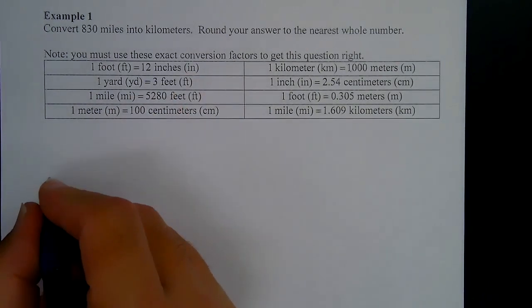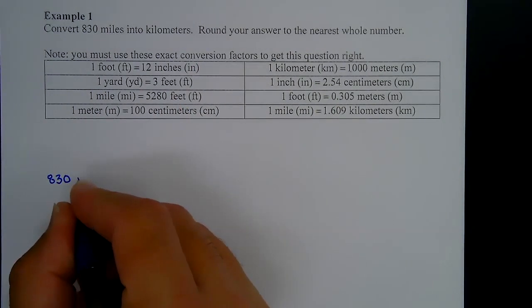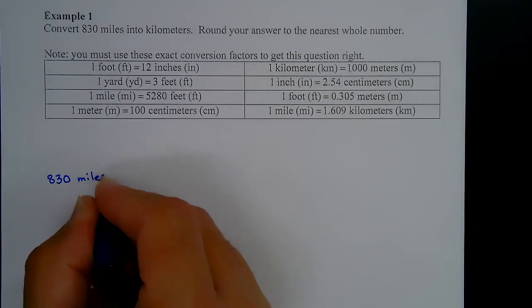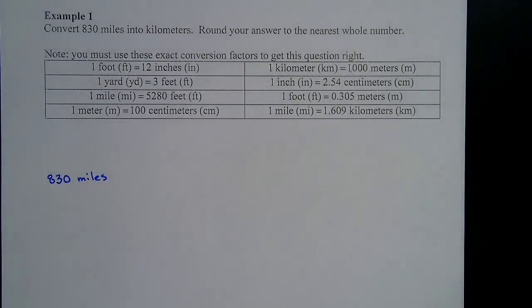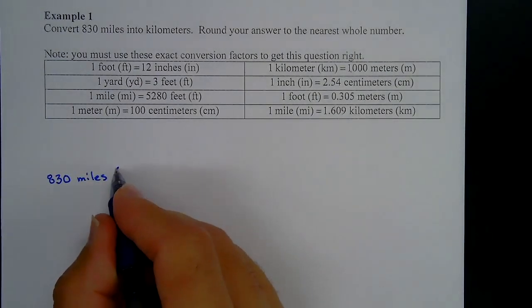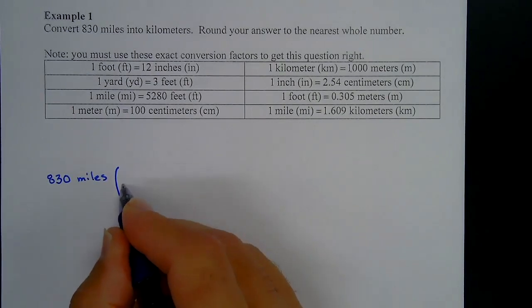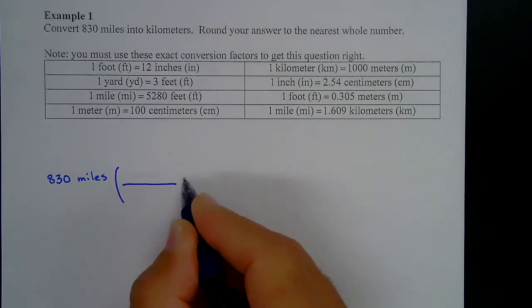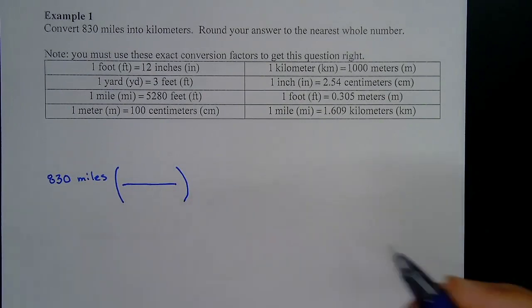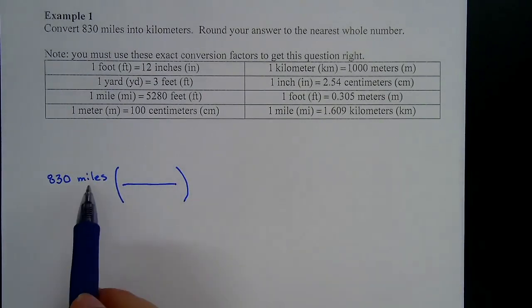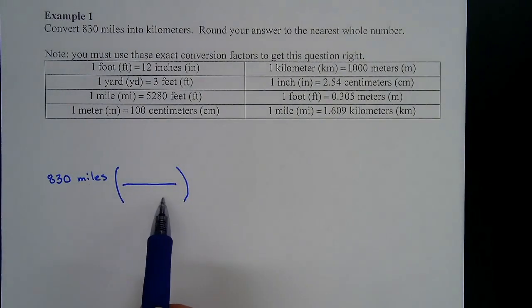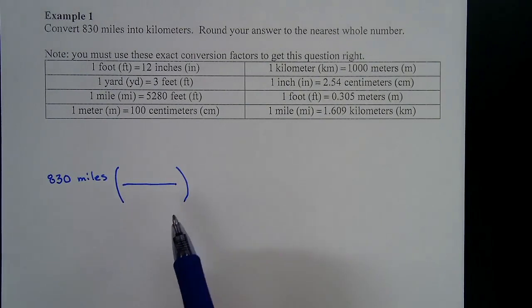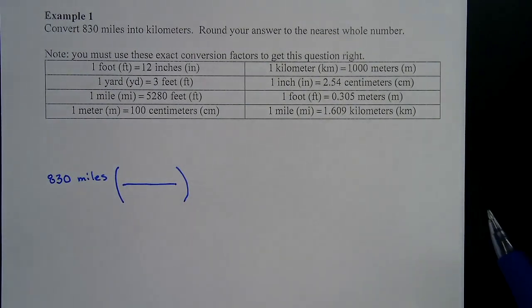So we're going to write 830 miles. Now, what we're going to multiply by, we're going to do this conversion. This is going to be our version of 1 that I just talked about with you guys. So we want to get rid of the miles, so we want miles down here. So we want to look for something that has miles in it.